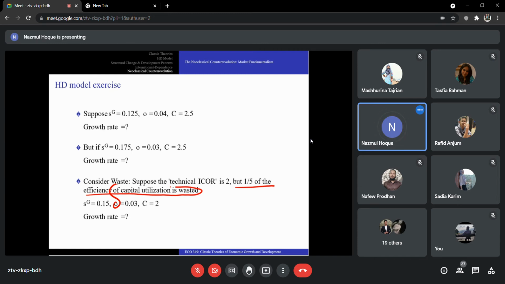So even though C is 2, we are losing some efficiency because we're wasting some efficiency. That would indicate the effective C, or effective incremental capital output ratio, is not 2, it is higher than 2. Is the idea clear here? Yes, sir.